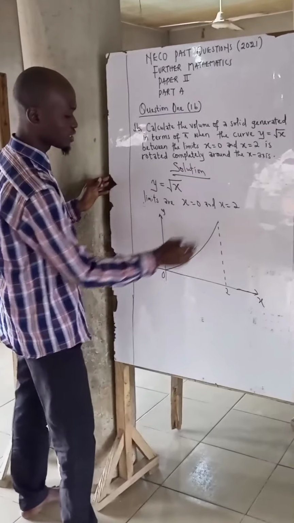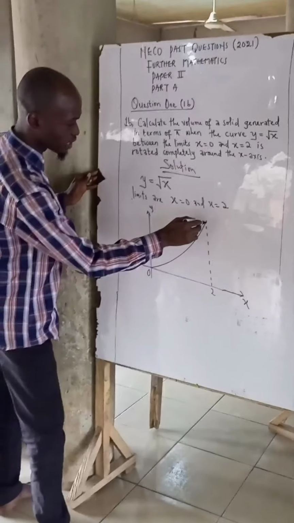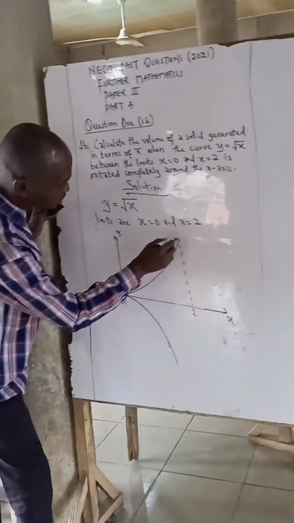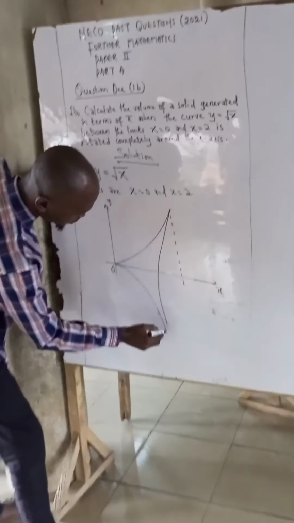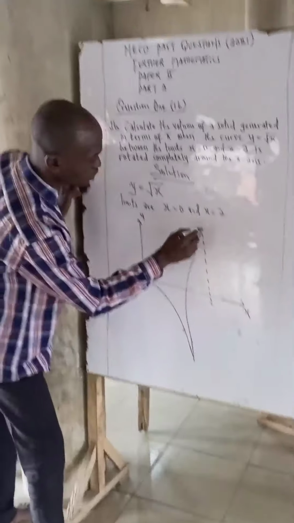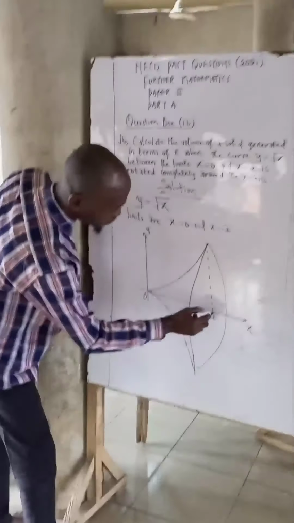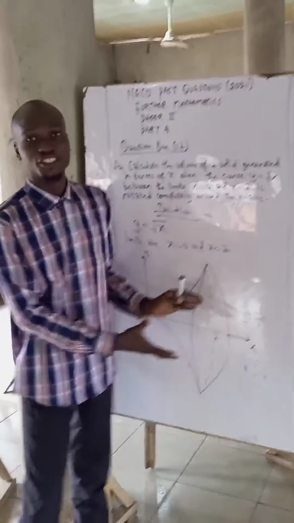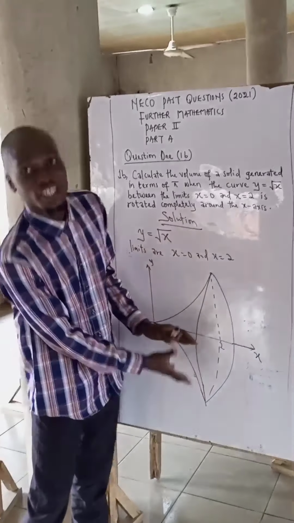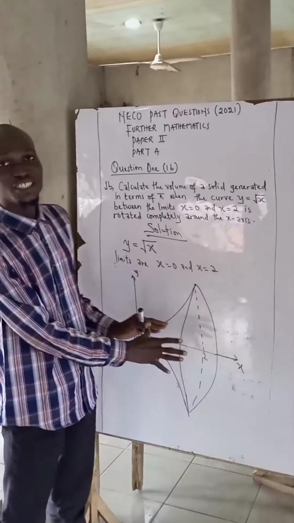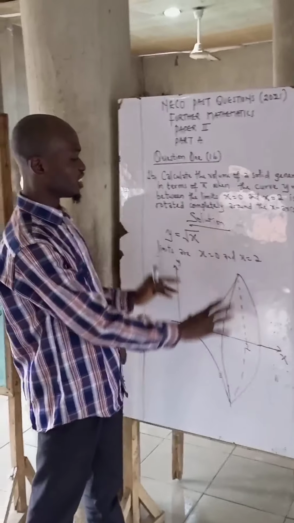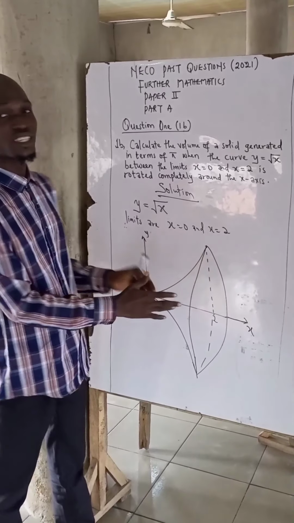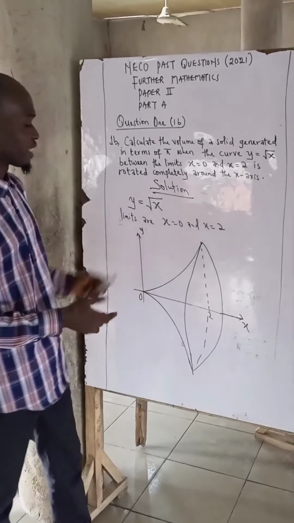By the time we rotate this about the x-axis, it's going to give us something like this. So, this is what they are talking about. See? This is showing something like a solid. That's the meaning of the volume of solid generated. So I just use this to explain how the diagram is going to look like.